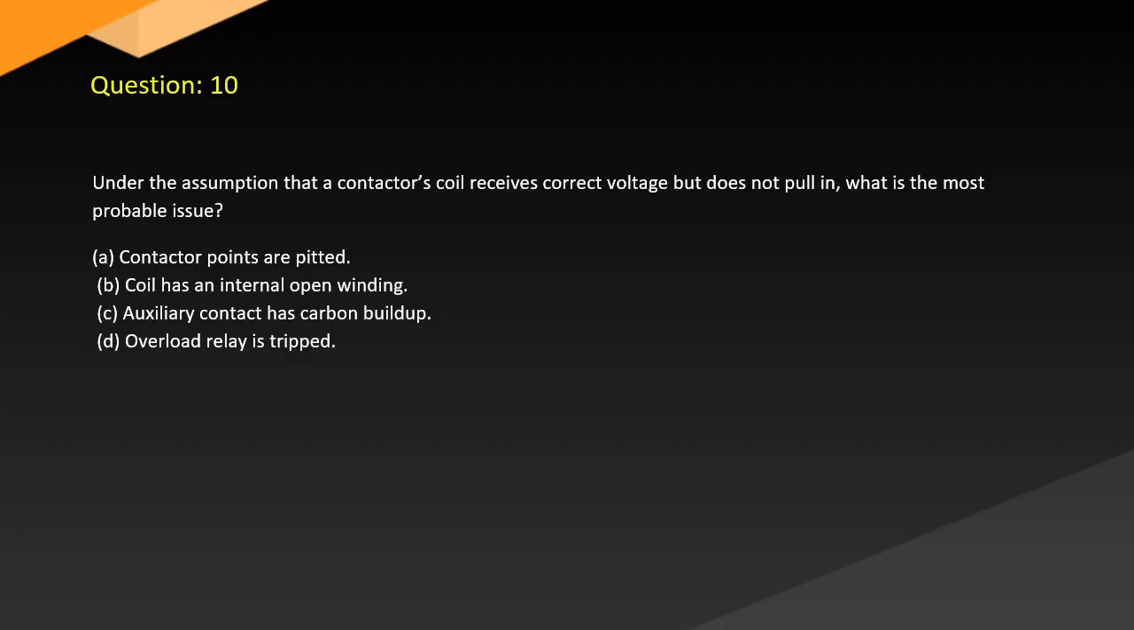Question 10. Under the assumption that a contactor's coil receives correct voltage but does not pull in, what is the most probable issue? A. Contactor points are pitted. B. Coil has an internal open winding. C. Auxiliary contact has carbon buildup. D. Overload relay is tripped.